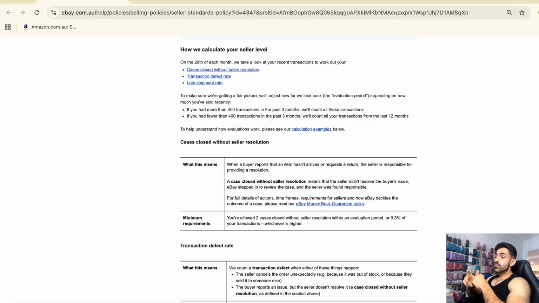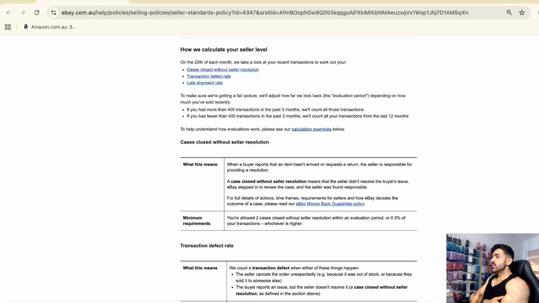They're not going to count two defects, because it doesn't matter how many quantity of the item the buyer bought. That whole transaction is counted as one transaction. Okay, that's important information that might come in handy in the future when you sell more than one quantity.